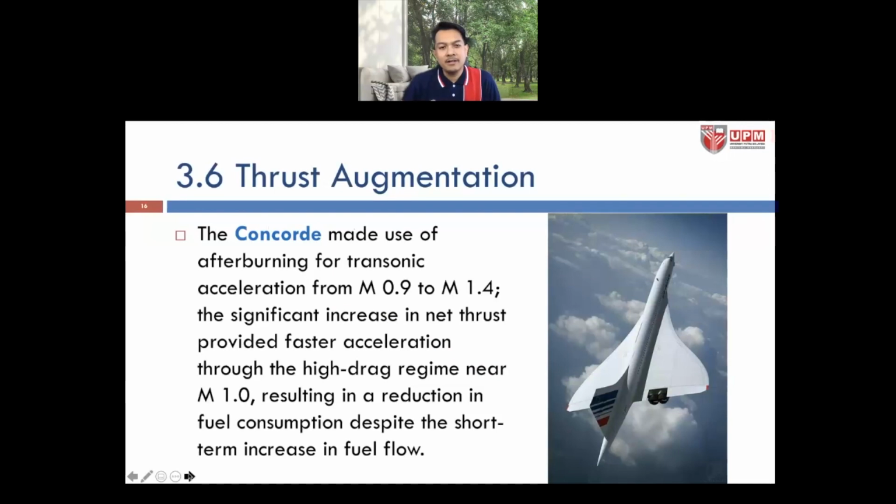In terms of another example, the Concorde. So this is a picture of the Concorde flying, making use of afterburning. We know that Concorde used afterburning engines for transonic acceleration from Mach 0.9 to Mach 1.4. The significant increase in the net thrust provided fast acceleration through the high drag regime near Mach 1, which resulted in a reduction in fuel consumption despite the short-term increase in the fuel flow.